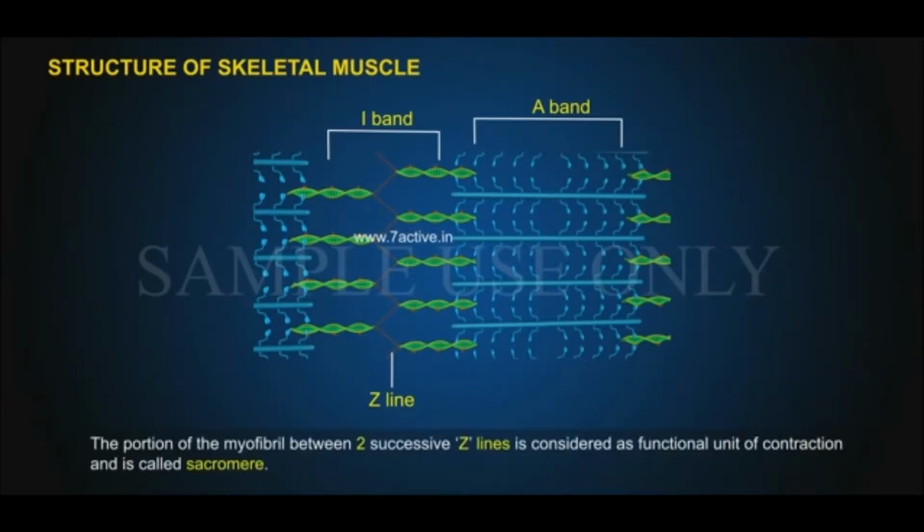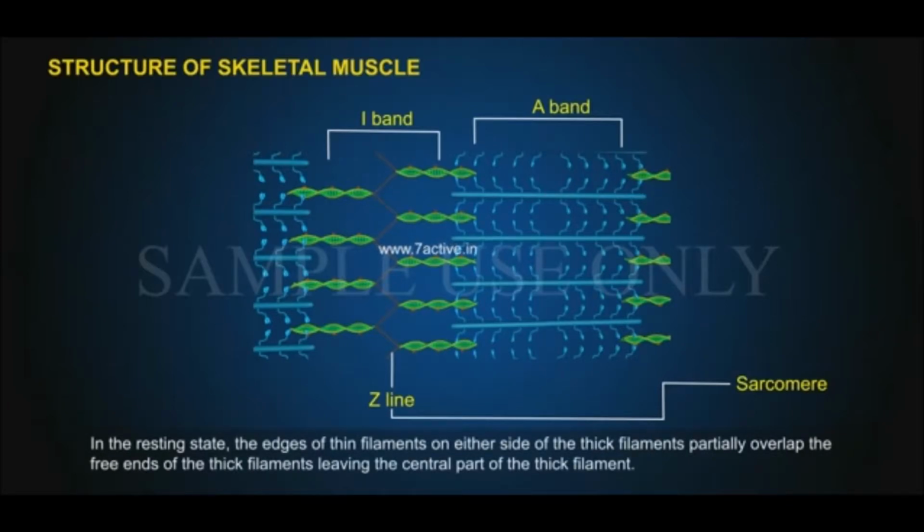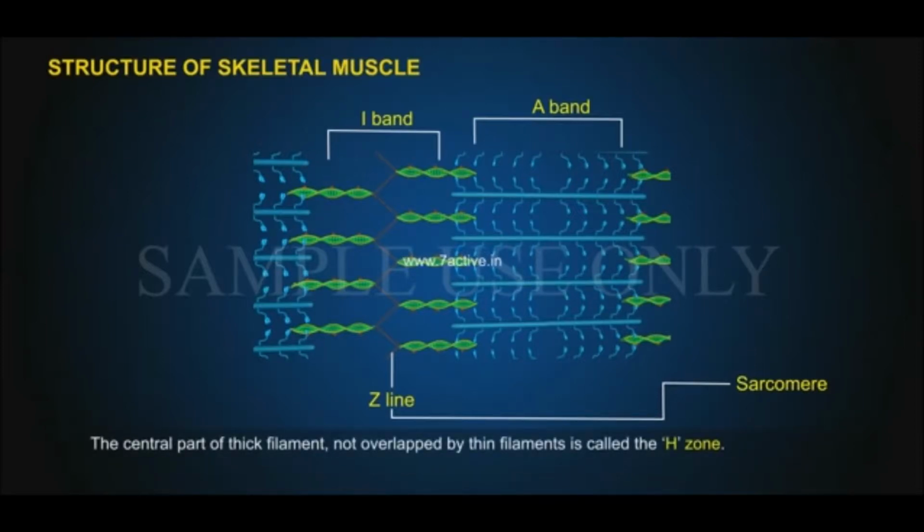The portion of the myofibril between two successive Z lines is considered the functional unit of contraction and is called the sarcomere. In the resting state, the edges of thin filaments on either side of the thick filaments partially overlap the free ends of the thick filaments, leaving the central part of the thick filament. The central part of the thick filament not overlapped by thin filaments is called the H zone.